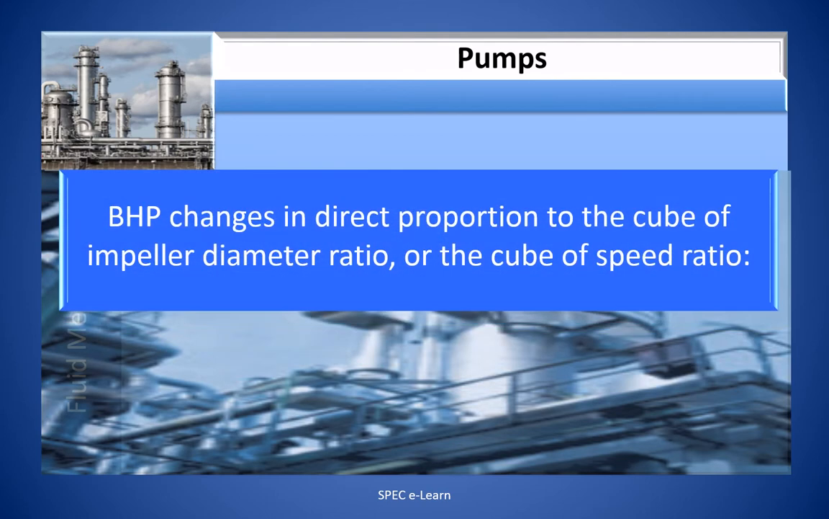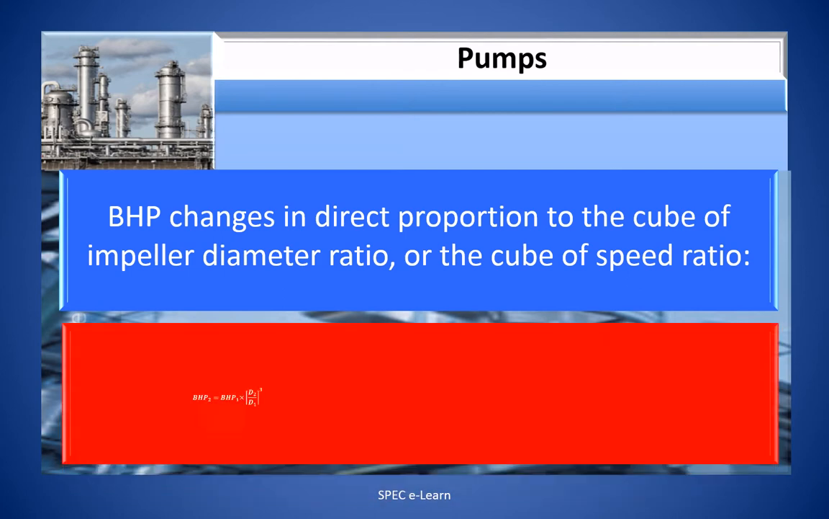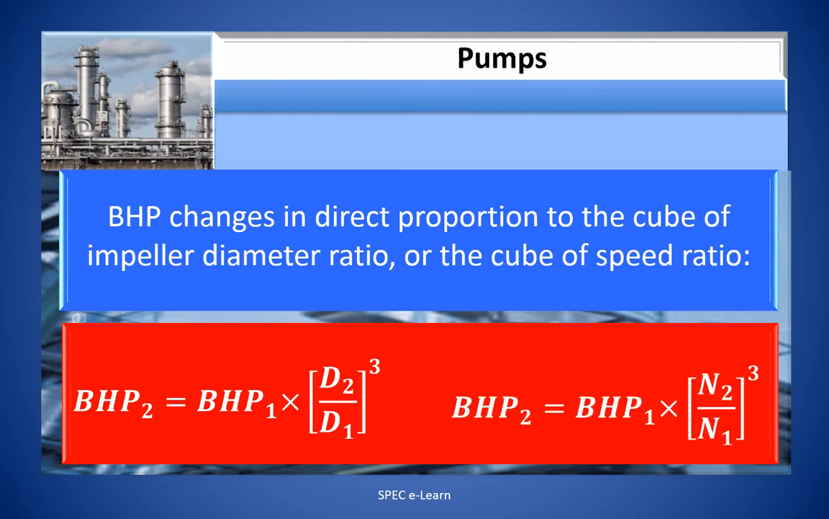BHP changes in direct proportion to the cube of the impeller diameter ratio or the cube of the speed ratio as shown below. BHP2 equal to BHP1 times D2 by D1 to the power 3 and BHP2 equal to BHP1 times N2 by N1 to the power 3.